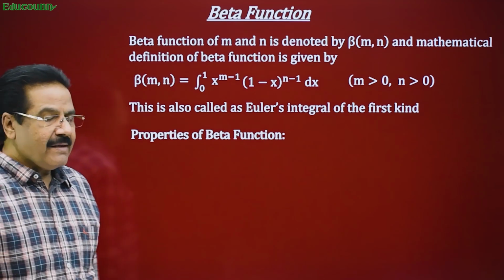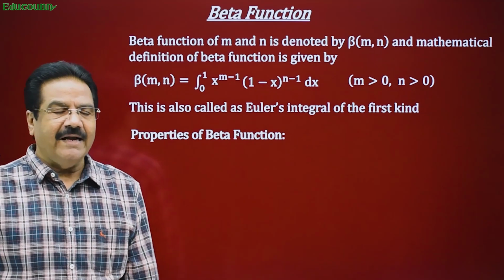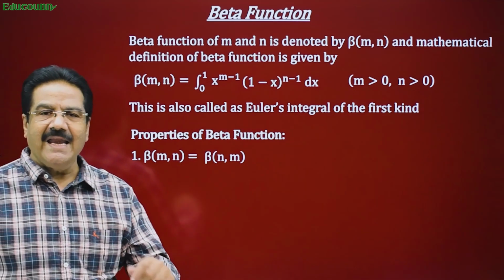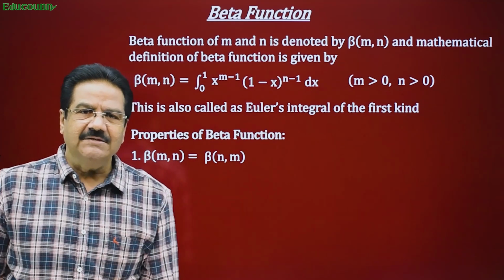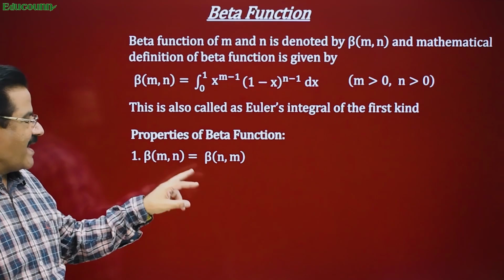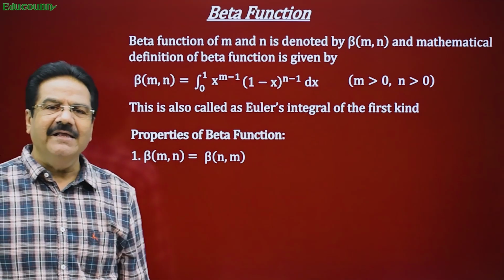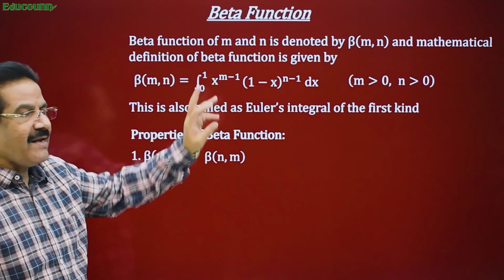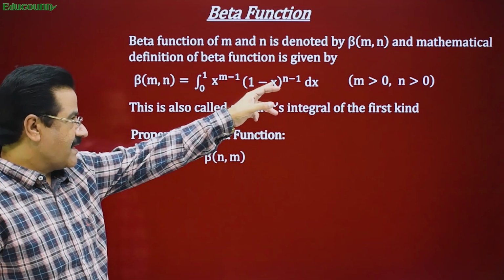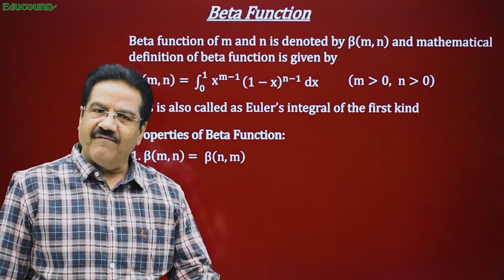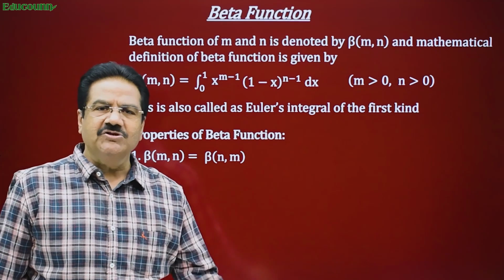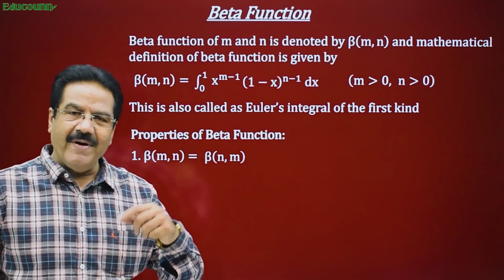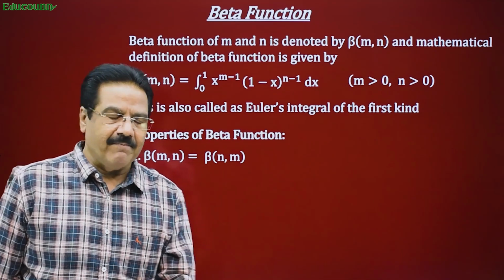The number one property that we are going to take is beta(m, n) is equal to beta(n, m). What it means is, if you interchange the numbers m and n, it doesn't make any difference. For example, if I write x raised to n minus 1, 1 minus x raised to m minus 1, the final answer is not going to change, and therefore beta(m, n) is always equal to beta(n, m).